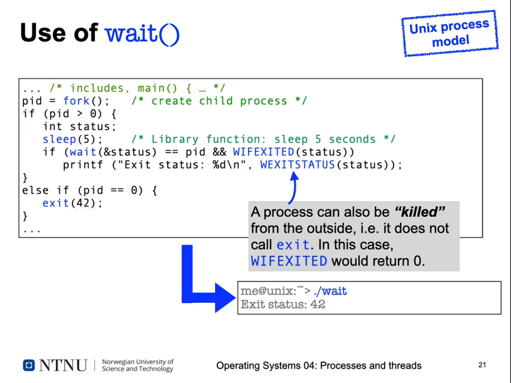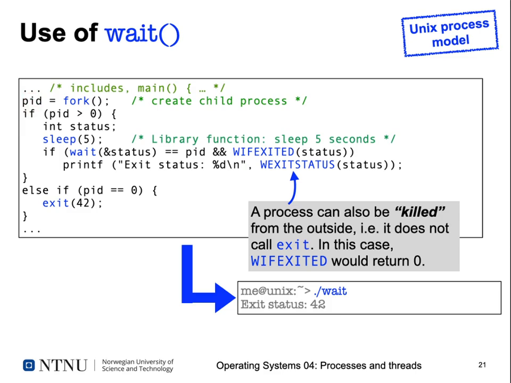What our parent process does, it first sleeps for 5 seconds to ensure that the child process is able to run, and then it waits. So we pass a parameter of an integer pointer. We declared an integer variable status up here. We pass its pointer using the AND operator, and then we can check if the return value of our call to wait is equal to the pid that we just got returned as the pid of our child.